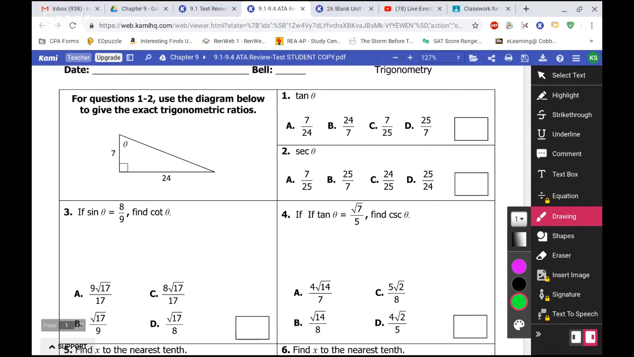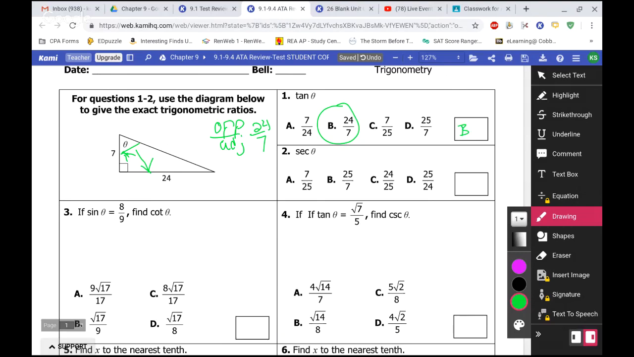For questions 1 and 2, we're to use the diagram below to give the exact trigonometric ratios. So the first one we're asked to find tan theta. Well, tangent is opposite over adjacent, and in this particular problem, we're given the measures of the sides. So that's going to be 24 over 7. So that's going to be B.